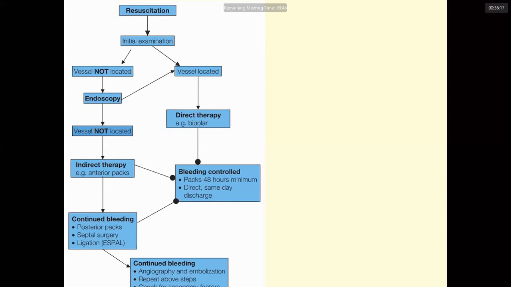And then there are other surgeries like ligation, right? And other surgeries where we find out the bleeding artery and ligate it. And similarly, if the bleeding is continuous, then we need to do angiography and embolization.